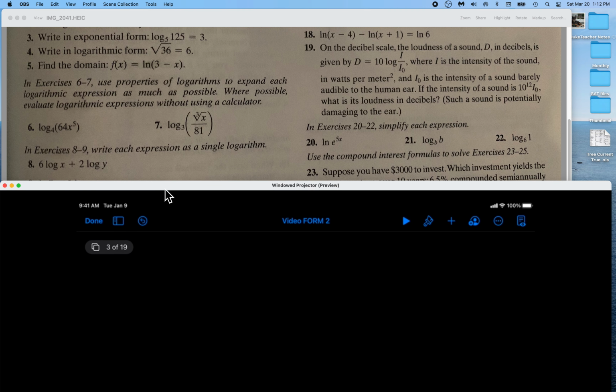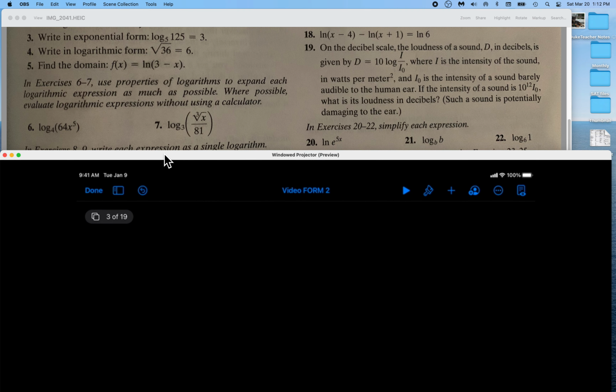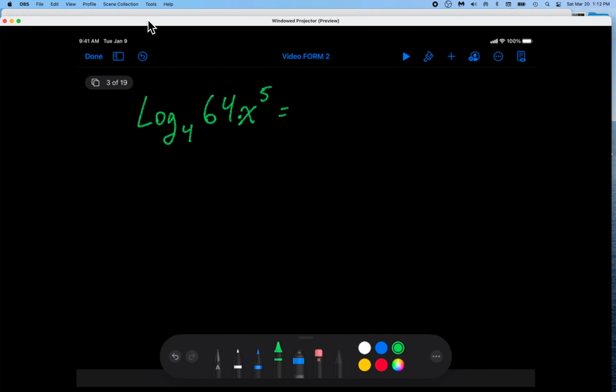Okay, so in problems 6 and 7, they want us to expand the functions that are shown. So let's look at the first one. Log base 4 of 64 x to the 5th. Whenever you see multiplication in a log, you can expand that using addition. So this becomes log to the base 4 of 64 plus log to the base 4 of x to the 5th.